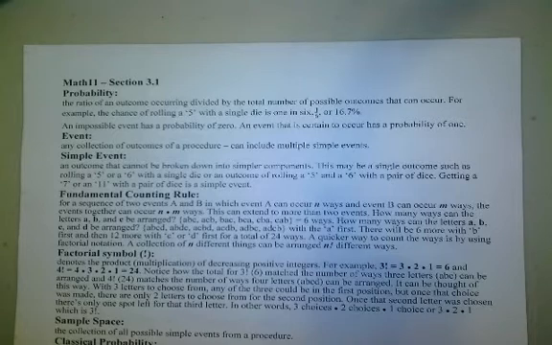An event is any collection of outcomes of a procedure. It can include multiple simple events. A simple event is an outcome that cannot be broken down into simpler components. This may be a single outcome, such as rolling a 5 or a 6 with a single die, or an outcome of rolling a 5 and a 6 with a pair of dice. Getting a 7 or an 11 with a pair of dice is a simple event.